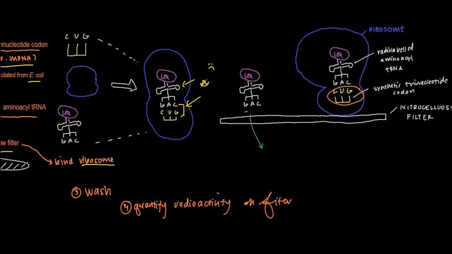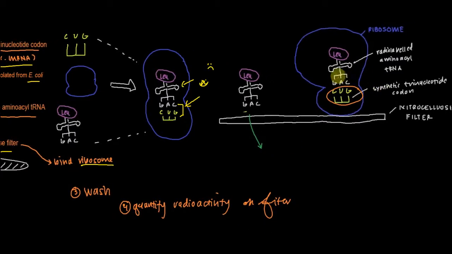So if the synthetic trinucleotide codon matches the radiolabeled aminoacyl tRNA, then it'll stick. Everything will stick to the ribosome, right? And it'll stick to the filter, and it'll stay on the filter. Now, let's say we're using this radiolabeled aminoacyl tRNA that does not match with the synthetic trinucleotide codon we're working with. It's not going to stick to the ribosome, and therefore it'll flow right through. It won't stay on the filter.